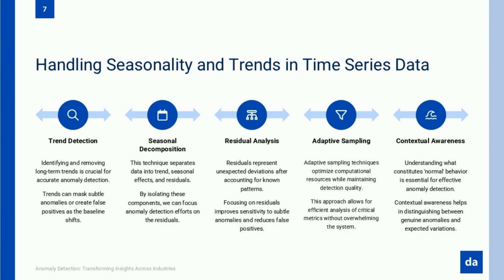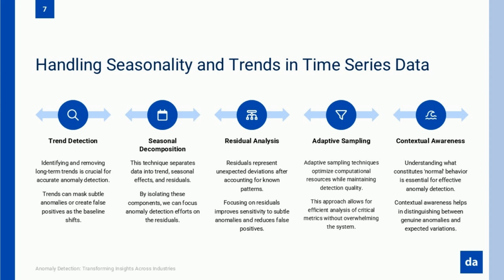What makes this approach particularly powerful is its adaptability. As seasonal patterns evolve over time, perhaps your Monday traffic spike shifts to Tuesday due to changing work patterns, the decomposition model naturally adapts through ongoing retraining. It doesn't just capture static patterns, it evolves with your data's changing rhythms.